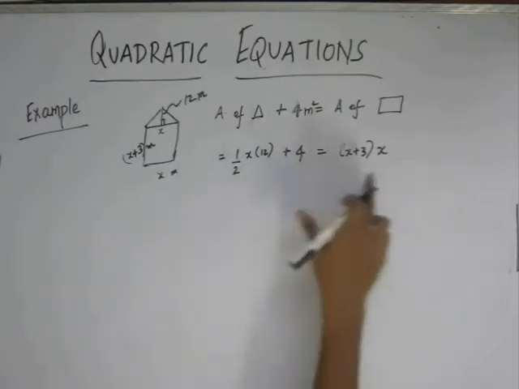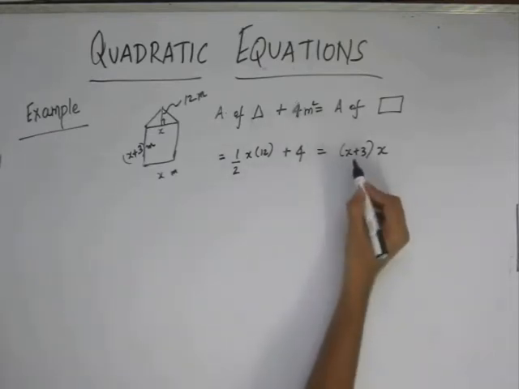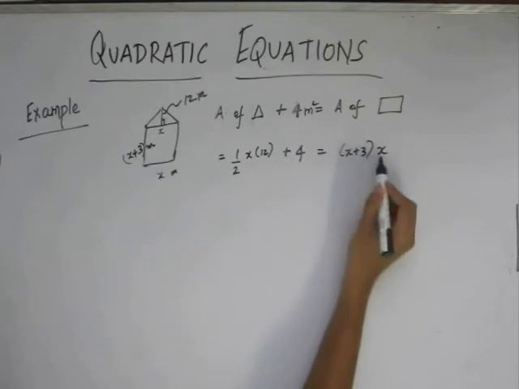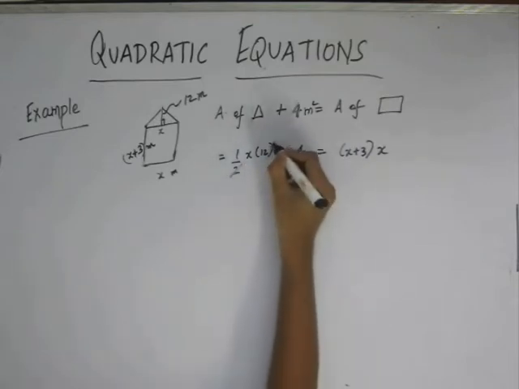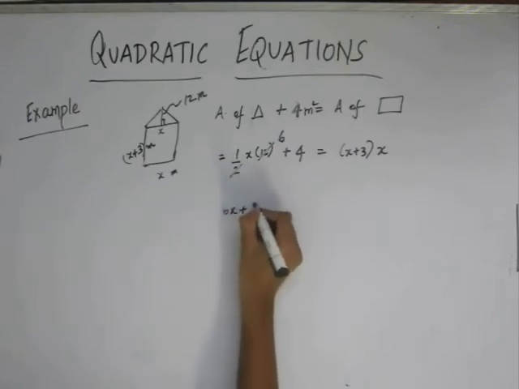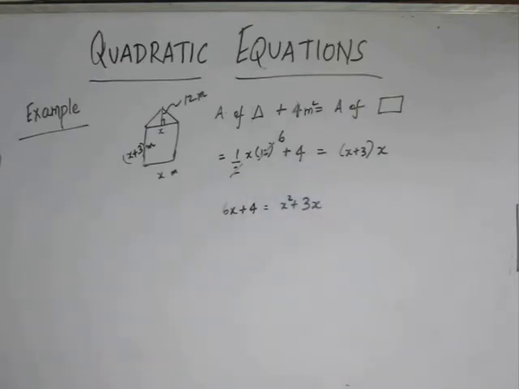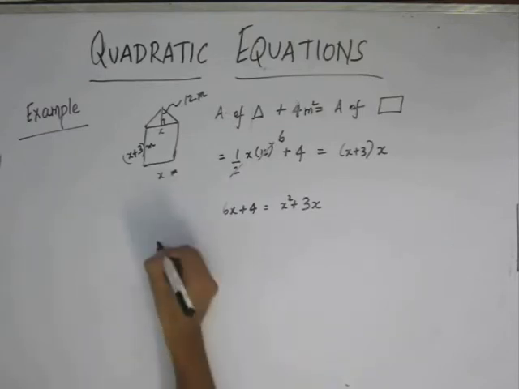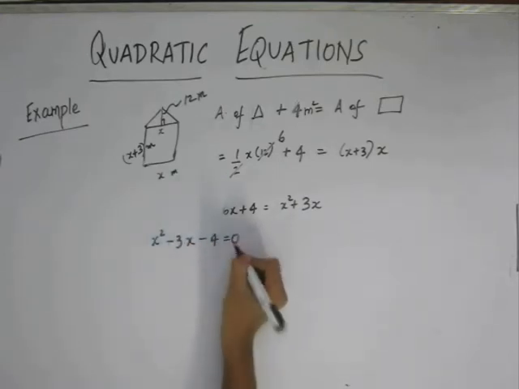Now this is a single equation in only one variable x, and we can expect it to be a quadratic equation because we are multiplying two linear terms of x on the right hand side. So let us try to solve this equation. This gives us 6x plus 4 equal to x square plus 3x. Simplifying, we get x square minus 3x minus 4 equal to 0.